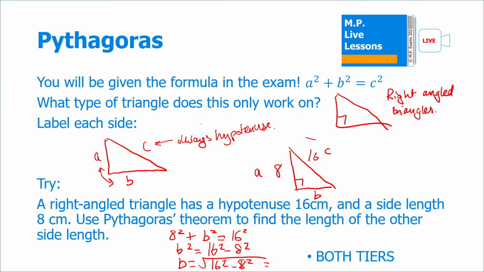which gets you 8 root 3 on your calculator. In other words, in decimal form, that's just 13.9 to 3 significant figures.